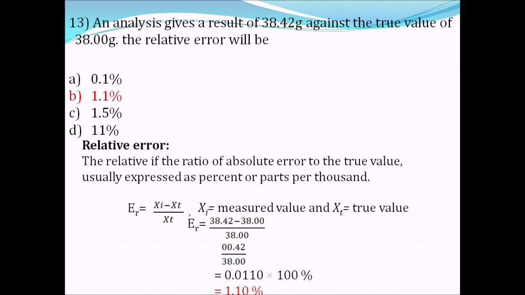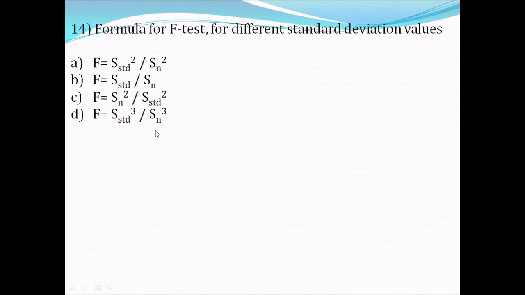It is a problem, and when you solve the problem for relative error, it will give the measured value minus true value divided by true value, and we get the answer of 1.1%. The formula for the F test for different standard deviations is, as we know, S standard divided by S observed, whole square. Next question.